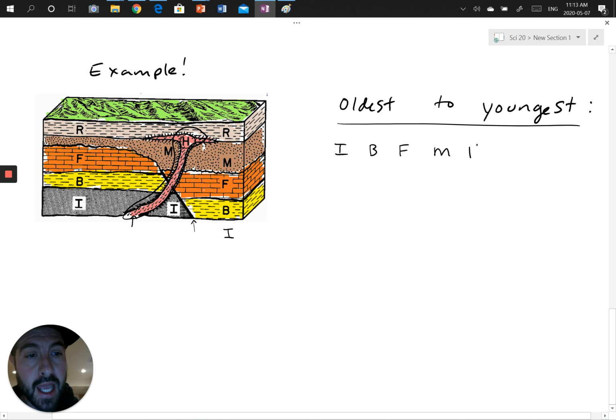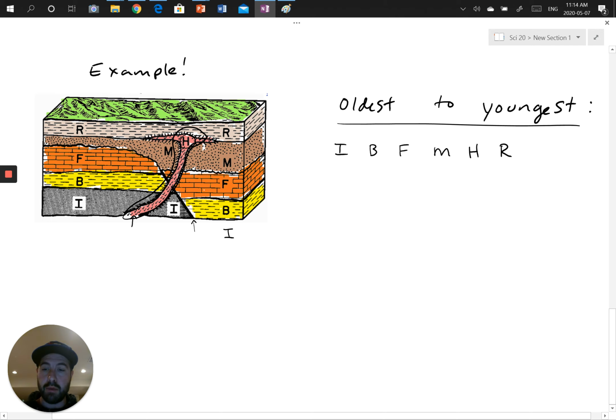So I'm going to put H next, and then that leaves us, it looks like H came through, maybe erupted onto the surface of M when M was the top layer, and then layer R was formed, maybe sediments blew onto there and formed a new rock formation on top of that. So then I would put R right there.